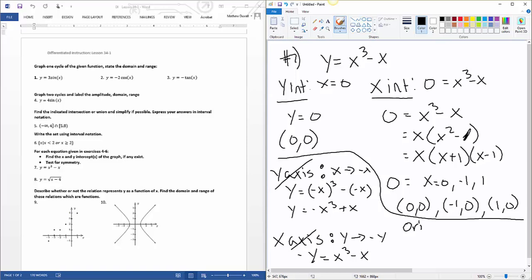Now we have to try the origin. That means a negative with both of them. Now if I factor out a negative here, so -y equals -x cubed minus x, well the negatives cancel out, so now I get y equals x cubed minus x, which is now the same, so yes, it will be symmetric about the origin.